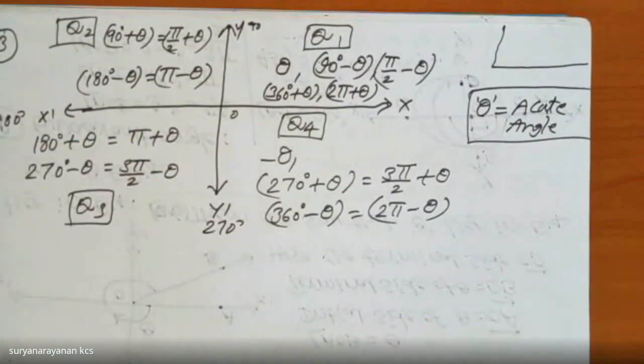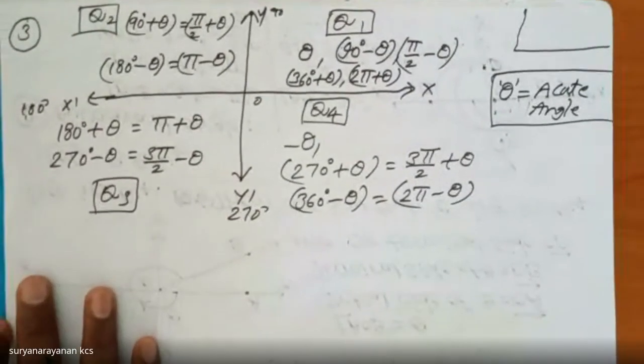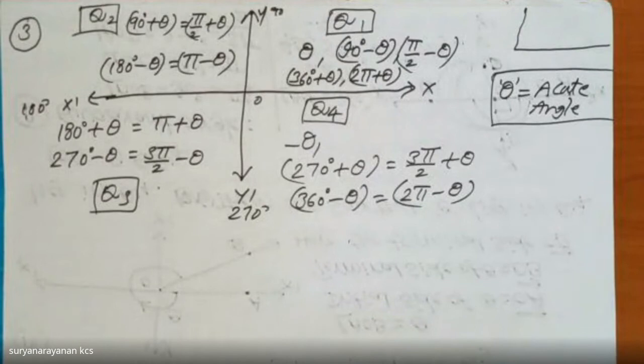90 plus theta. What is meant by 90 plus theta? More than 90 and less than 180. Don't consider 500 degrees like this. More than 90, less than 180. Like this only you have to take the point. Understood this point, my dear children?